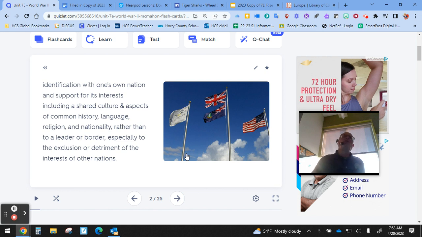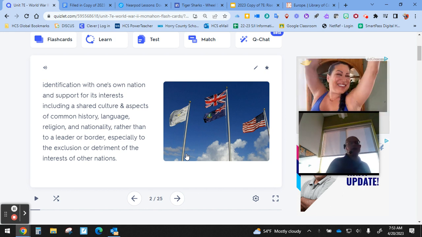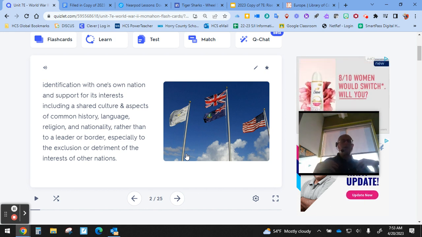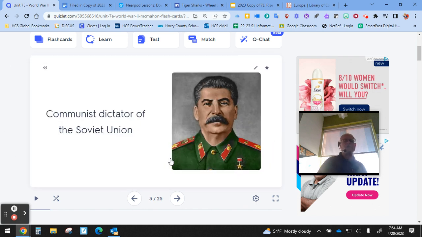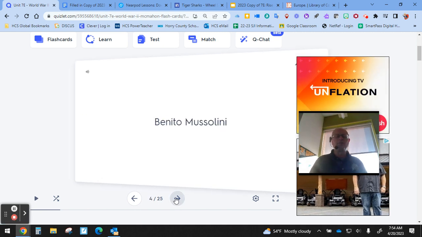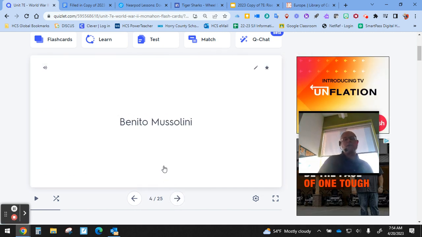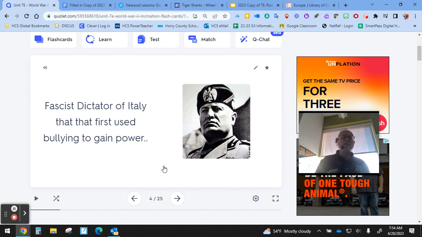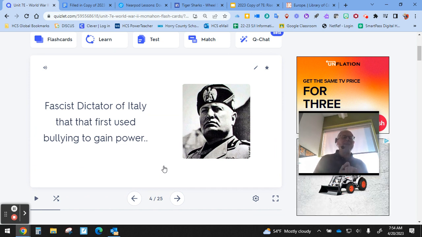Nationalism is going to play a role in World War II. Nationalism is when we identify with another group of people based on similar culture, language, history, etc. We share much of it in common, and often we use it for detriment to other nations. Joseph Stalin is going to play a role in World War II as the communist dictator and leader of the Soviet Union. Benito Mussolini is going to play a role in World War II as the fascist dictator of Italy.